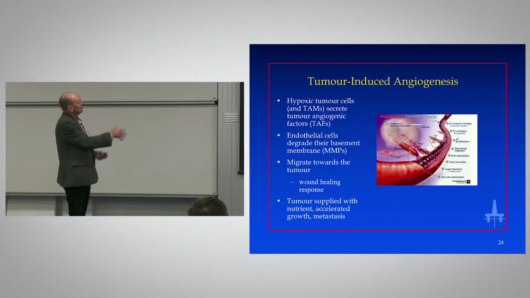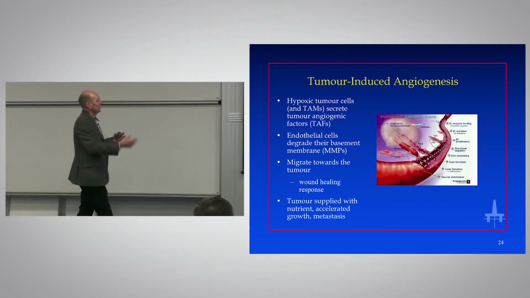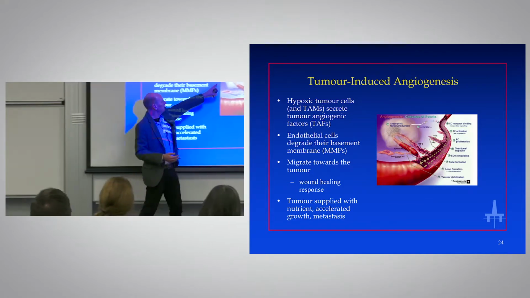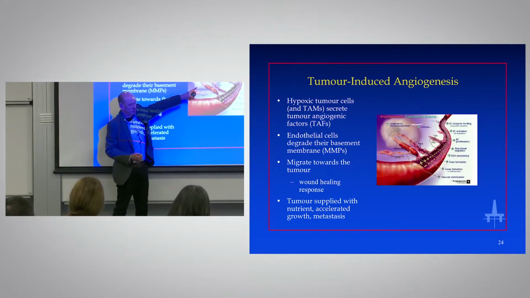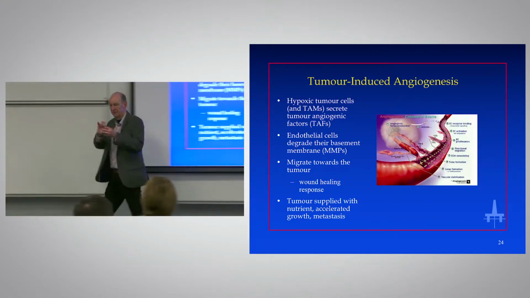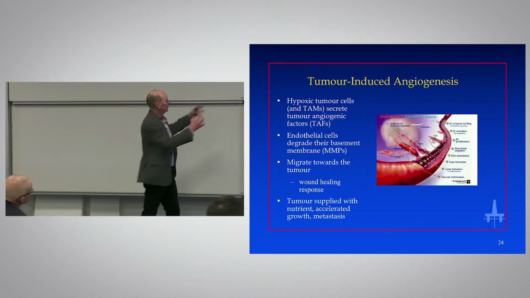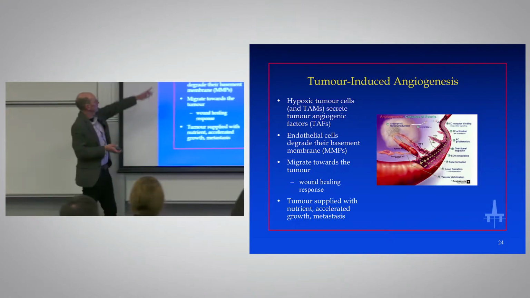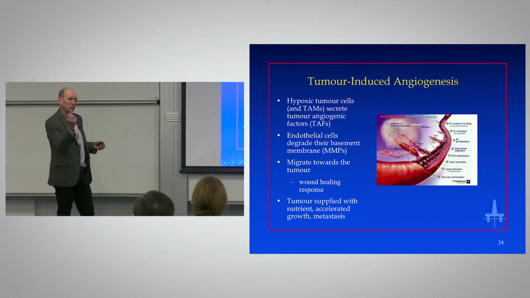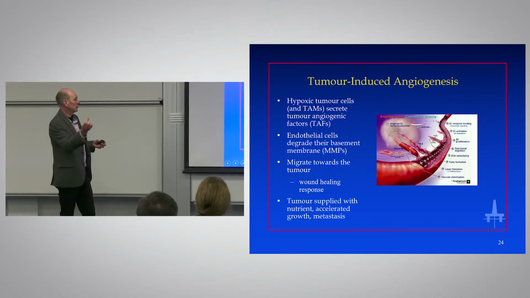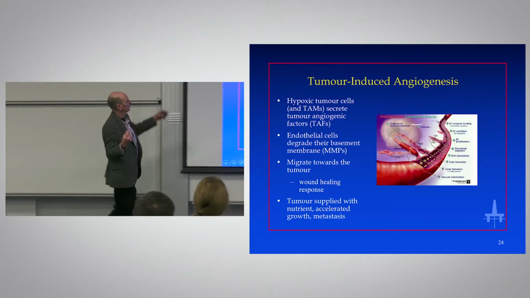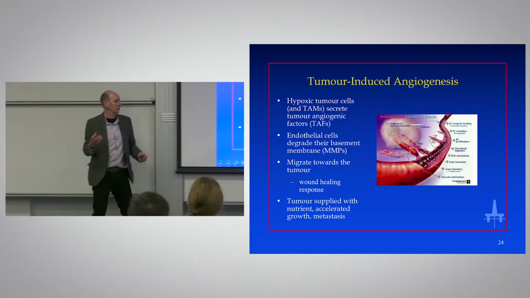So tumor-induced angiogenesis at the cellular scale is something like this. This is the sort of cartoon story of it. You've got your tumor that's hypoxic, so it's got low oxygen concentration, and it starts to recruit new blood vessels from the pre-existing blood vessels. So you've got hypoxic tumor cells and TAMs, tumor-associated macrophages, little white blood cells that also send off a signal to say, right, we need to get some oxygen here, and they secrete tumor angiogenic factors, or TAFs.